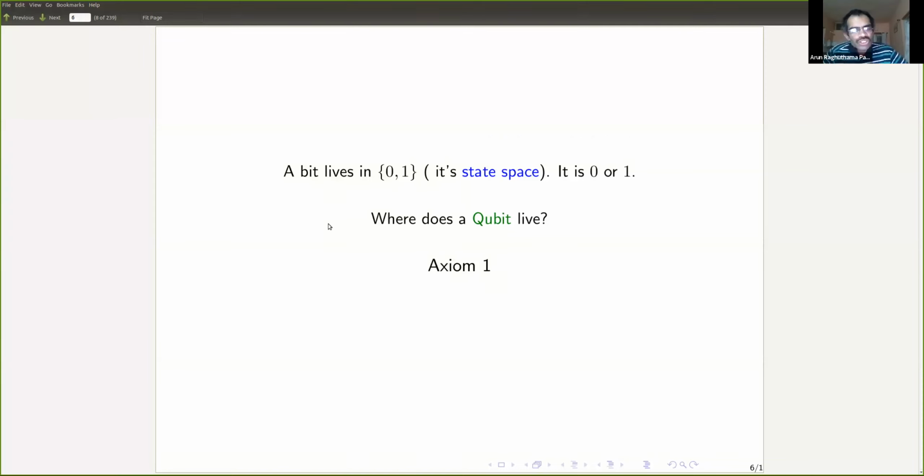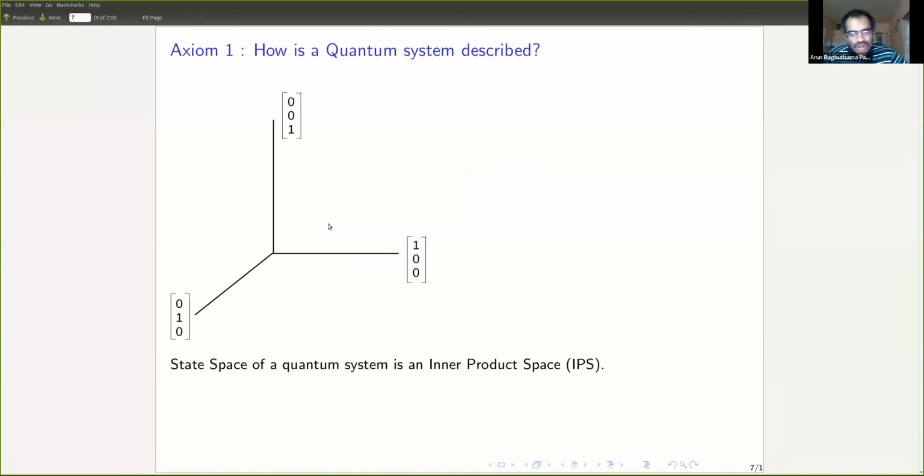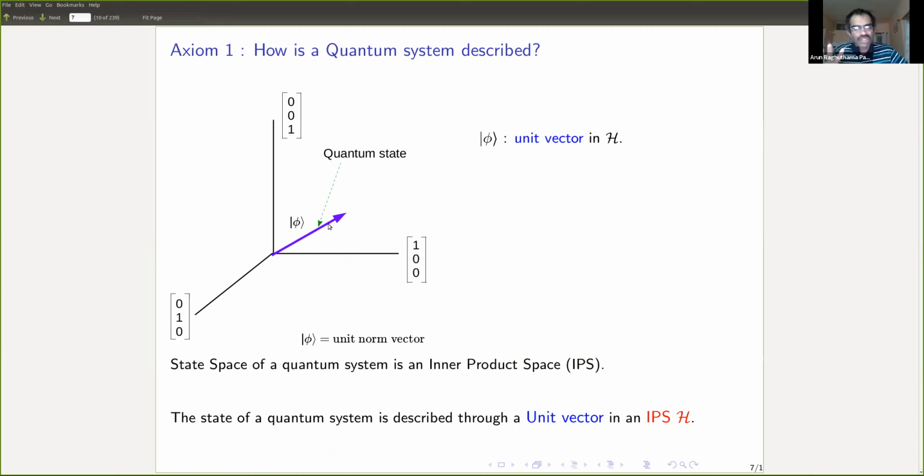The state space of a quantum system is an inner product space. And the simplest inner product space we know is R3. So I have given you a picture of R3 here. A quantum system is described by a unit vector in H. That inner product space is denoted H, and I will tell you why it is denoted H in the next slide. So just bear with me.